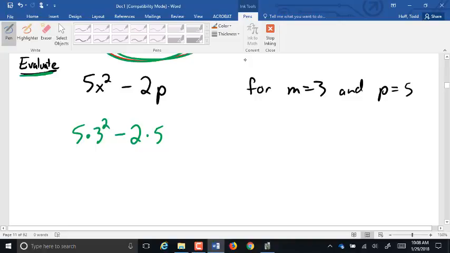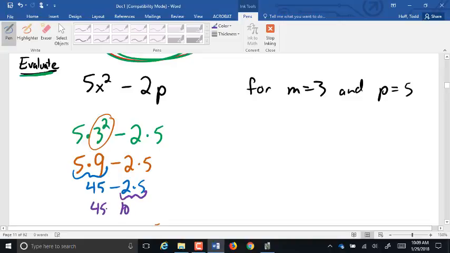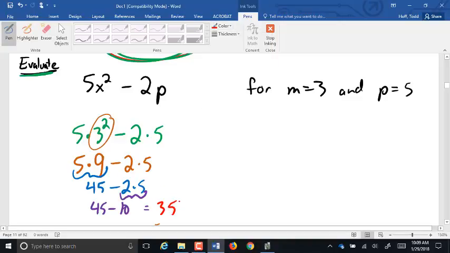And now we go ahead and calculate it out. Order of operations, there's no enclosing symbols. We do have an exponent, 3 squared, which is 9. Now we have multiplication, so we're going to go left to right. 5 times 9 is 45. Then we'll do the 2 times 5, which is 10. 45 minus 10 is 35. So we evaluated that to 35.